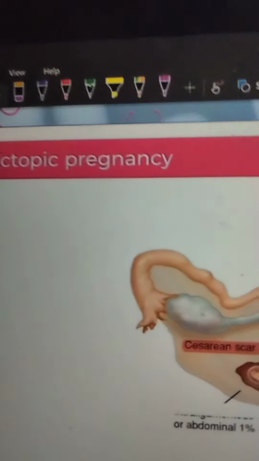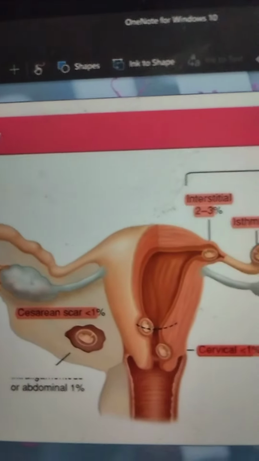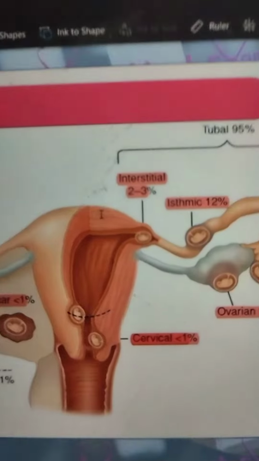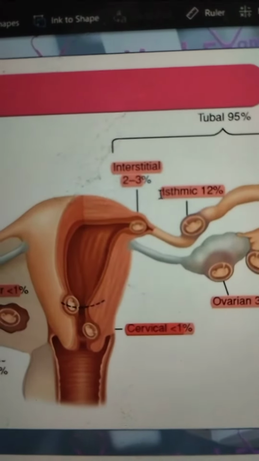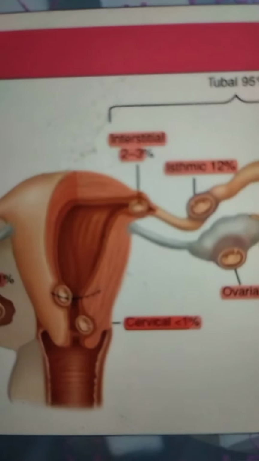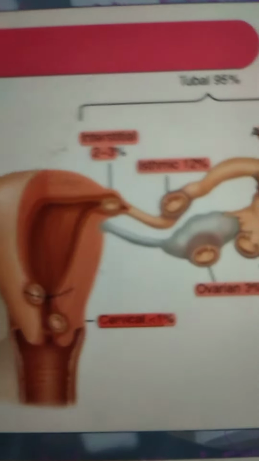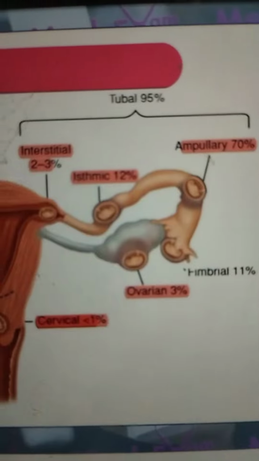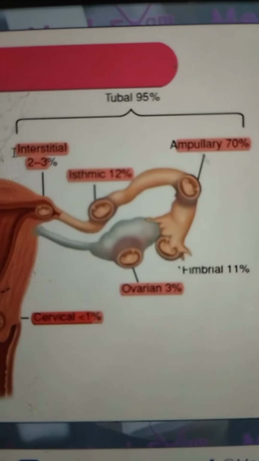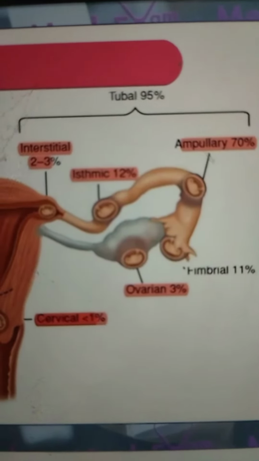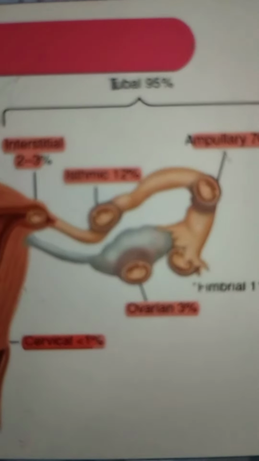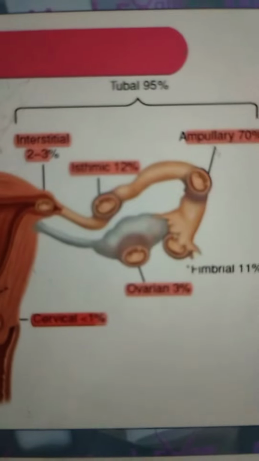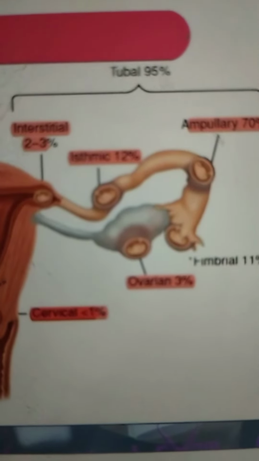Now, speaking about them, the MCQs, the questions which they can ask us here is, which is the most common type of ectopic? The most common type of ectopic is the tubal ectopic. So you can see here, the most common type of ectopic is the tubal ectopic. 95% are the tubal.